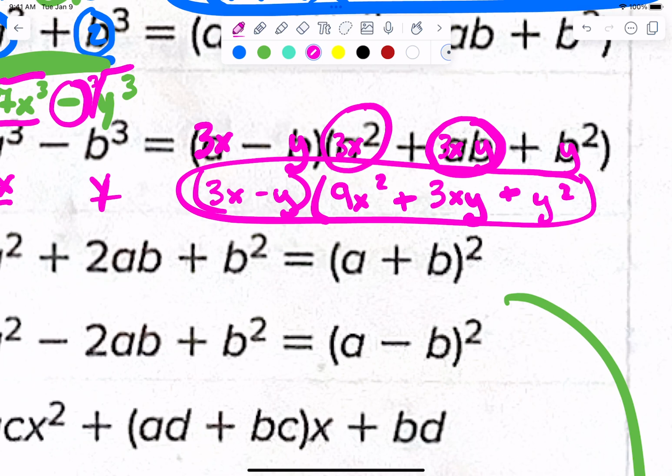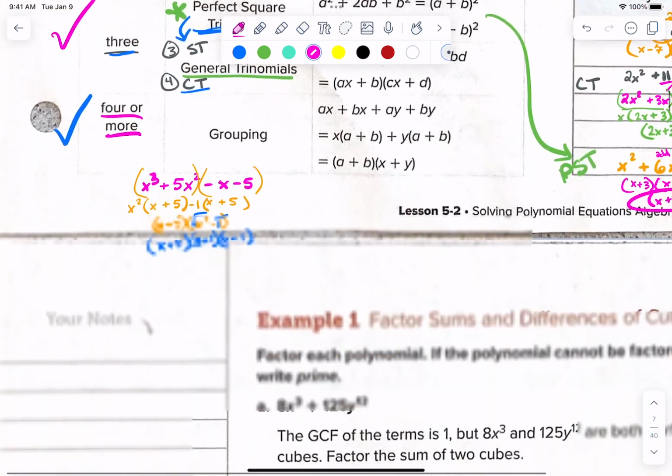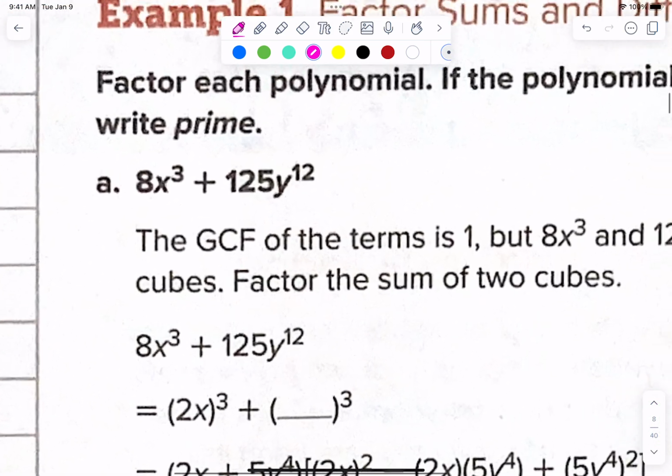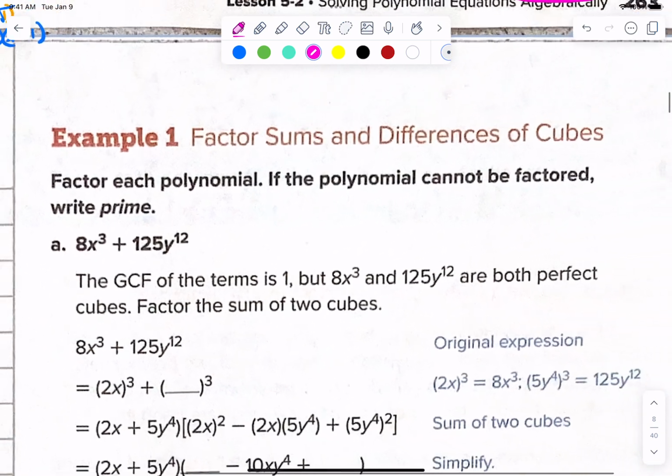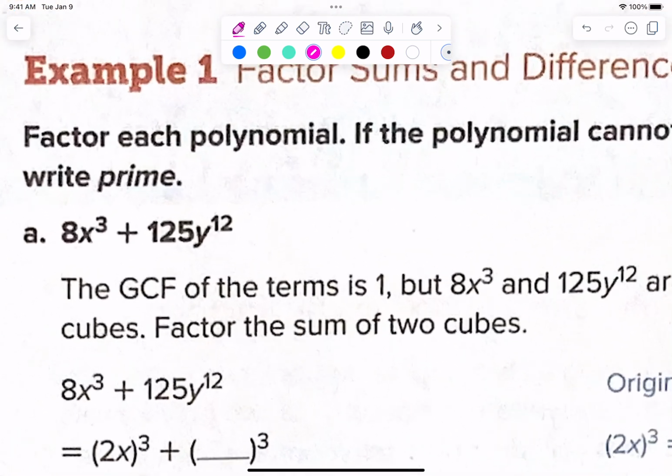Kind of like a sum of cubes, right? You just find your A parts, you find your B parts, and then you break them down, right? Okay? All right, so let's go through some of these. Let's figure out this guy right here. Factor each polynomial. If the polynomial cannot be factored, write prime.